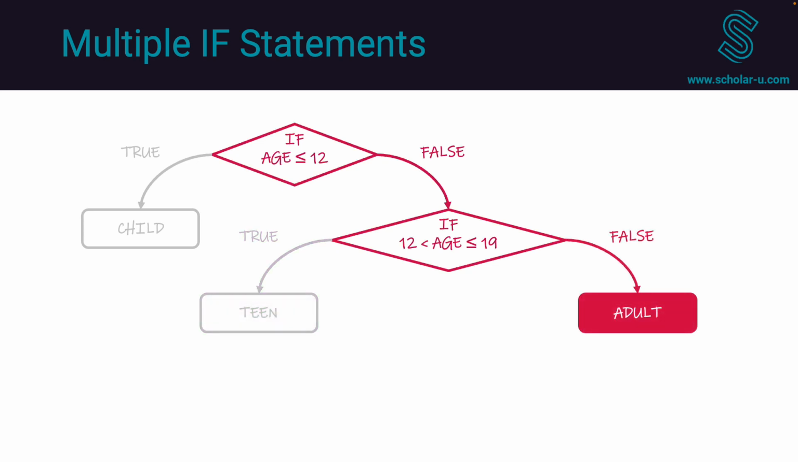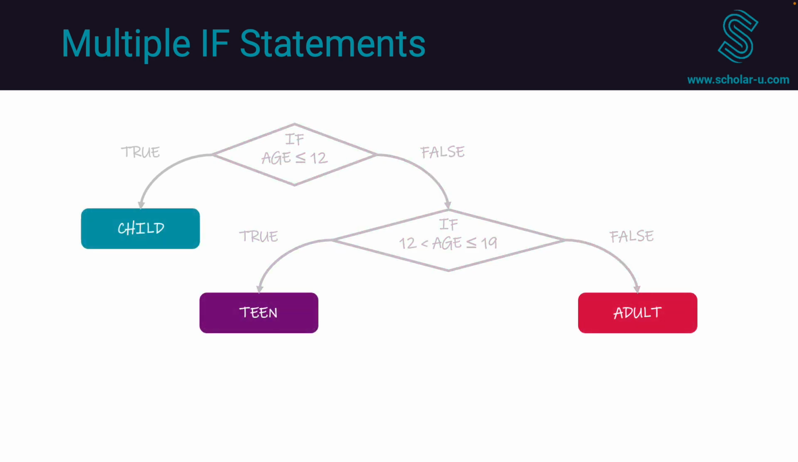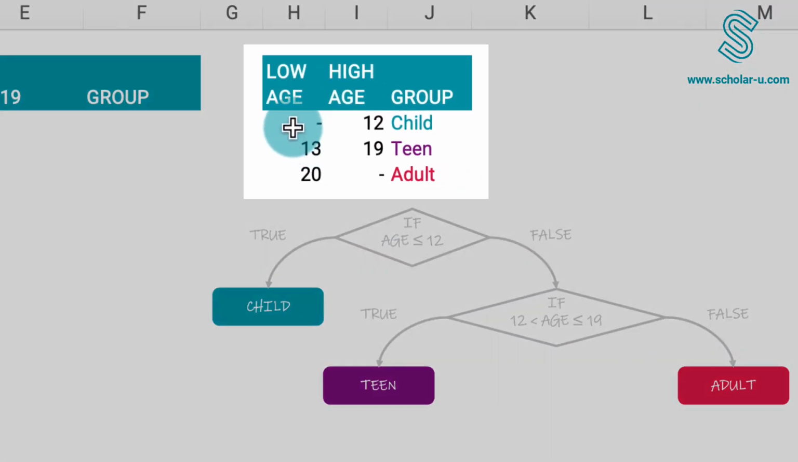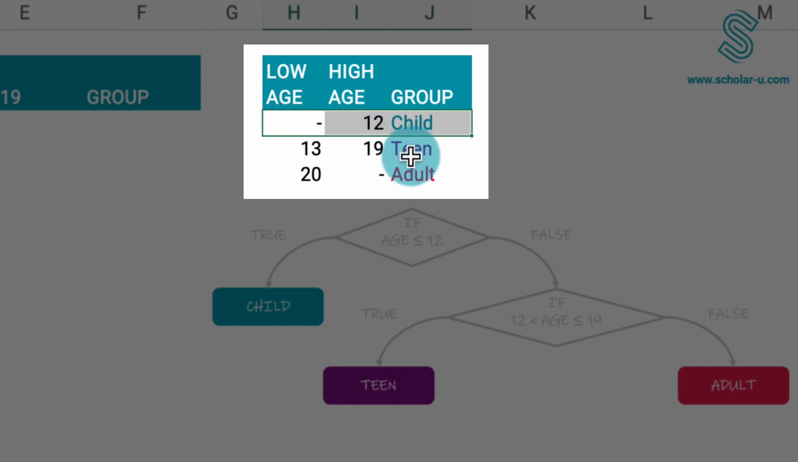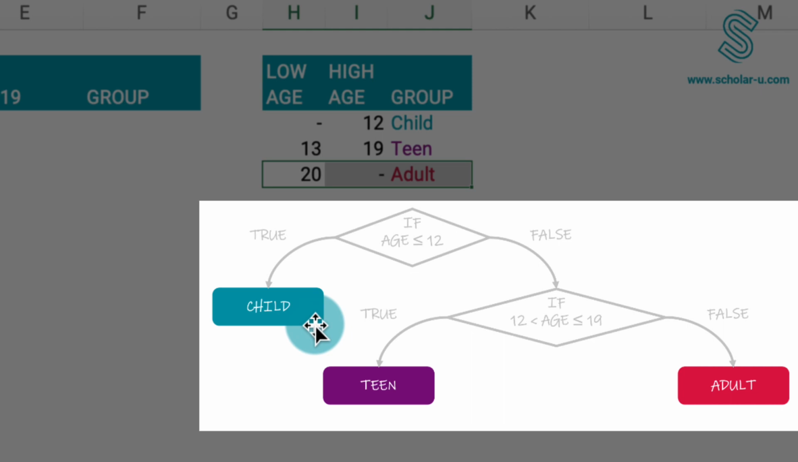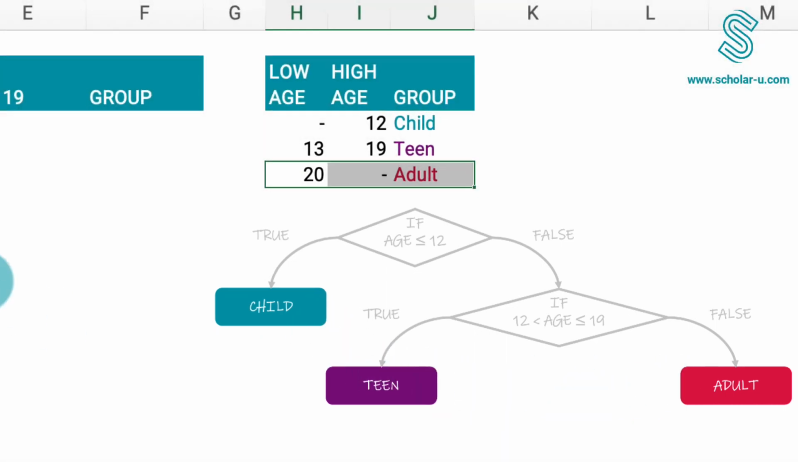Notice that in this case, we have three possible options. You can imagine we can expand this even further by splitting the adult into senior citizens and so on. For now, we're going to remain with only three options and move this into the spreadsheets. In this spreadsheet, we have updated table 2 to have now three conditions. Anybody less or equal than 12 years old is a child, between 13 and 19 is a teen, and 20 and above is an adult. And we can see the new chart being updated with child, teen, and adult.